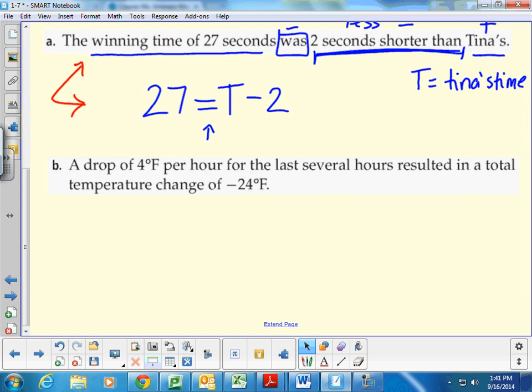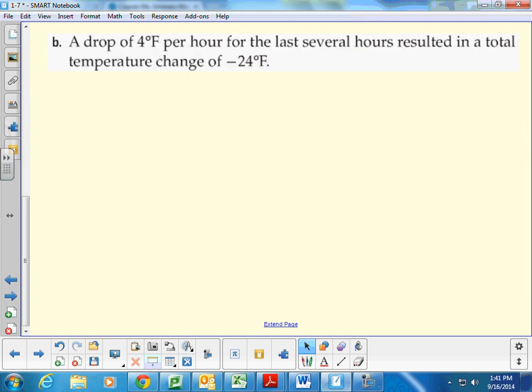So this one says, and still on page 57, a drop of 4 degrees per hour for the last several hours resulted in a total temperature change of negative 24 degrees. So step 1, I read it. And I need to pull out the important information. It says a drop of 4 degrees per hour. What I know about a drop in 4 degrees is that it represents a negative 4 per hour. I know that means it's dropping for every hour that changes.